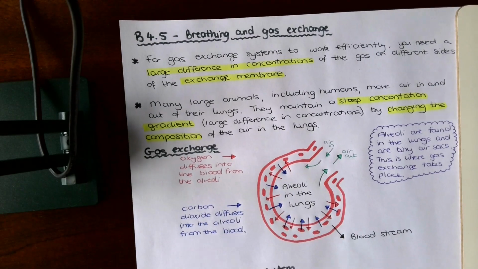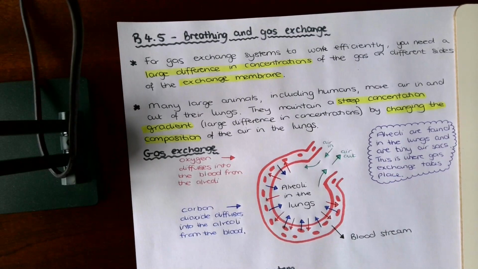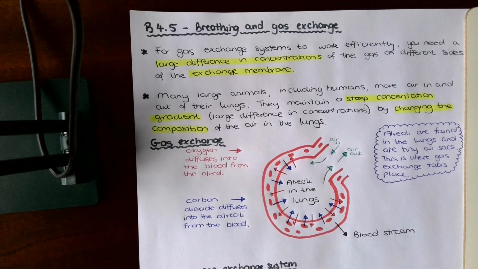Okay, so what we're going to look at in this video is B4.5 breathing and the gas exchange system. For a gas exchange system to work efficiently, you need a large difference in concentrations of the gas on different sides of the exchange membrane. Many large animals, including humans, move air in and out of the lungs.